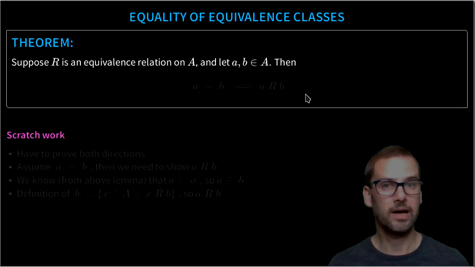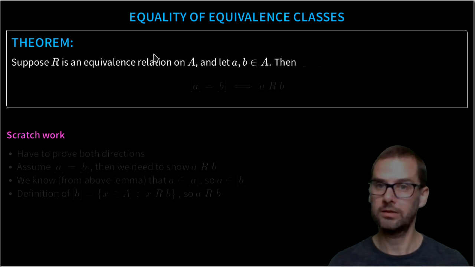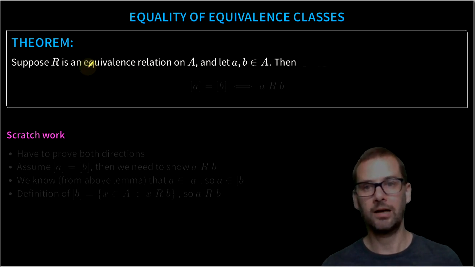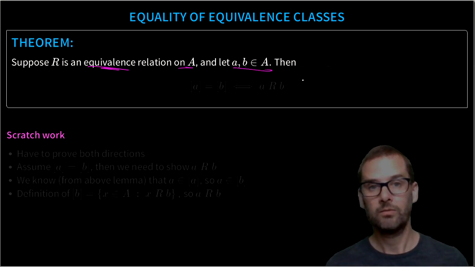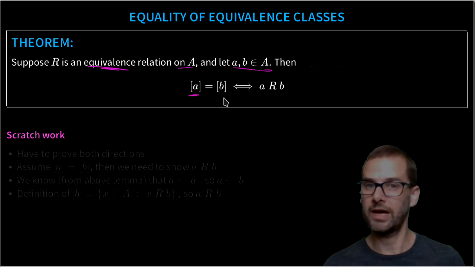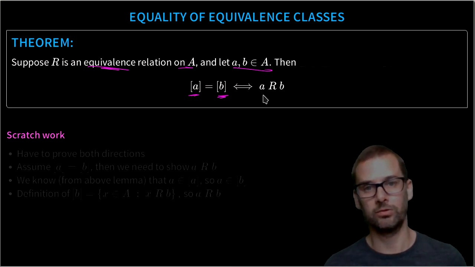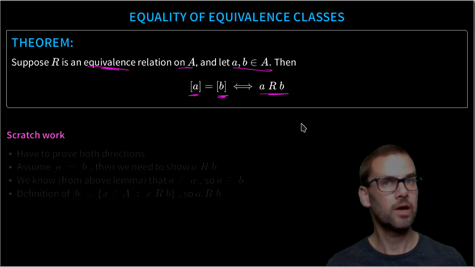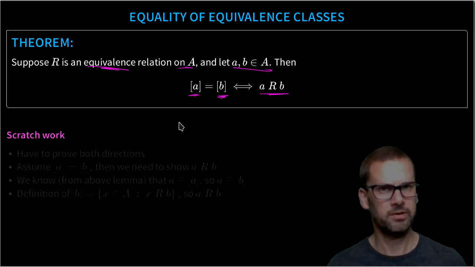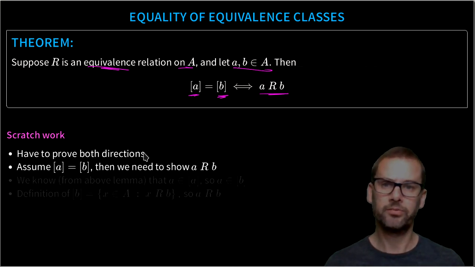Now, let's think about equality of equivalence classes. Suppose R is an equivalence relation on A, and pick out two elements of A. Then the equivalence class of a is equal to the equivalence class of b if and only if those elements are related. And we have to do this proof in both directions, so we have a bit of work to do to prove that result.